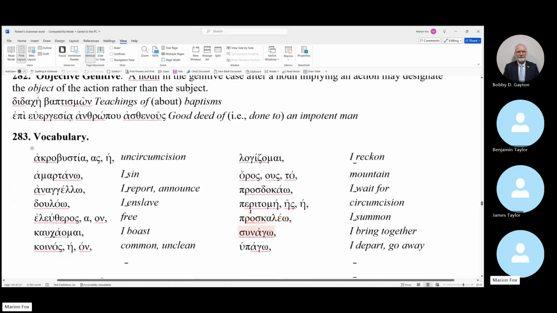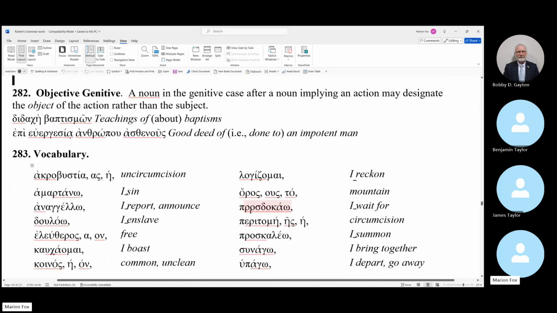Active genitive. To do this next week, but in Romans 8:27, I have a bunch of notes on it, and this objective genitive is a point here. A noun in the genitive case with the noun implying an action, they designate the object of the action rather than the subject. But it did not say baptismon. Teachings of or about baptisms. Right. And this is teachings of baptisms. Okay. So that's the objective genitive.